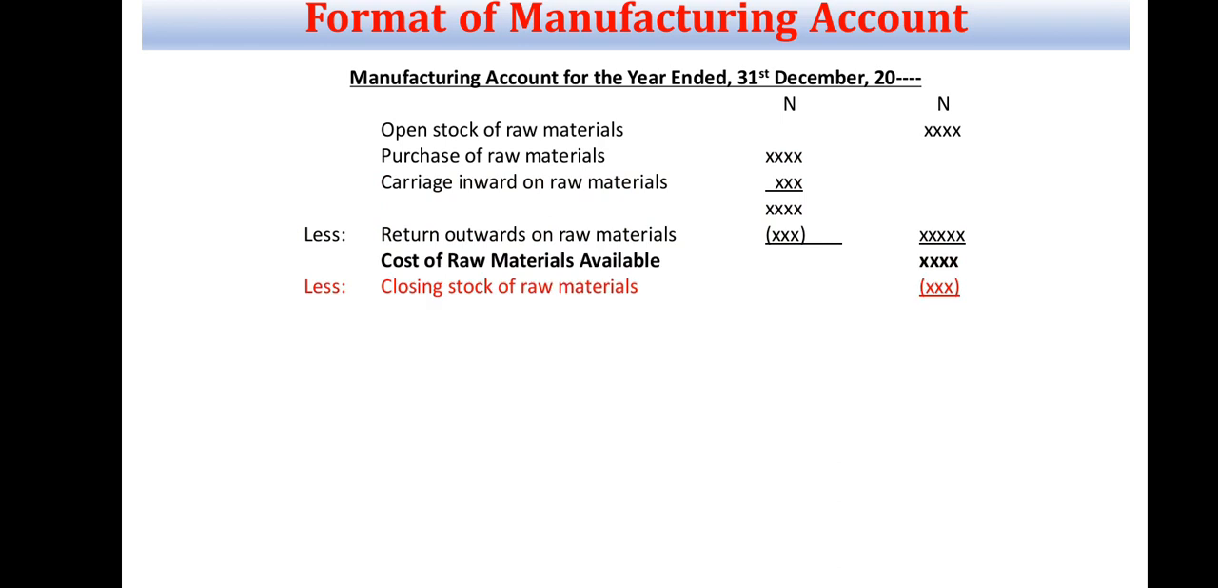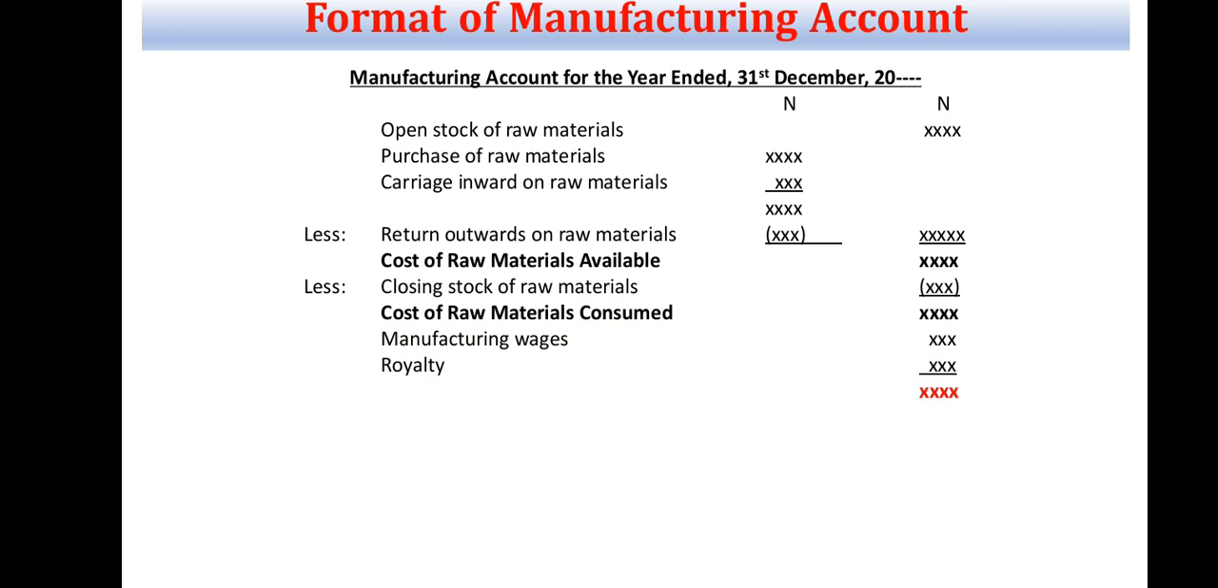At the end of the period, the materials left, which is the closing stock of raw materials, we remove it from the total materials available. Whatever balance we have will be the cost of raw materials used for the production process. Then the next thing is to add other expenses, which are direct labor, like manufacturing wages, and direct expenses. If you are given direct expenses, just like I said, royalty is an example of direct expenses, you just add it. So we have everything together. Whatever balance we have, that's what we call prime cost.